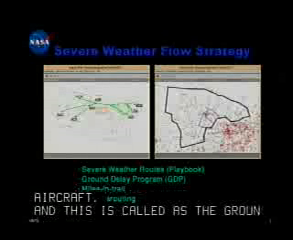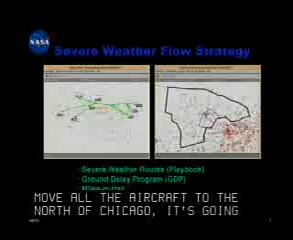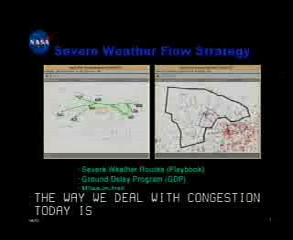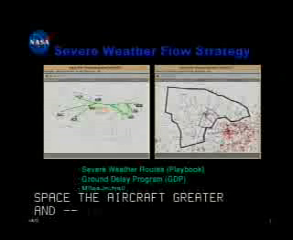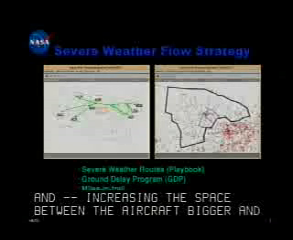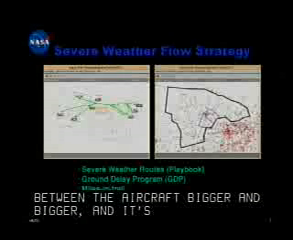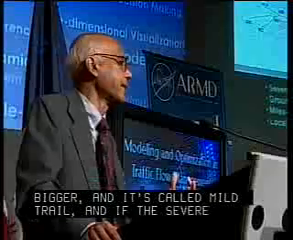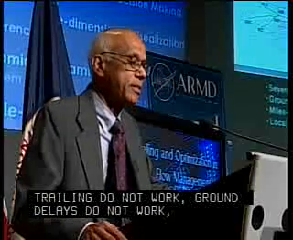And I mentioned that when you move all the aircraft to the north of Chicago, it's going to cause congestion. The way we deal with congestion today is by slowing down the aircraft. That's by trying to space the aircraft greater, increasing the space between the aircraft bigger and bigger, and it's called miles in trail. And if severe weather routes do not work, ground delay program does not work, and miles in trail does not work, then we take the last-minute action of doing local rerouting. Could I have the next view graph, please?